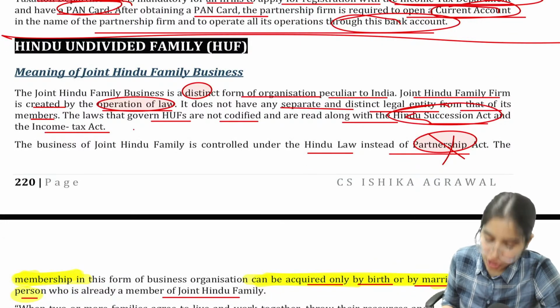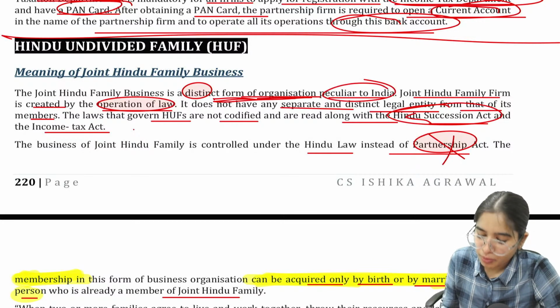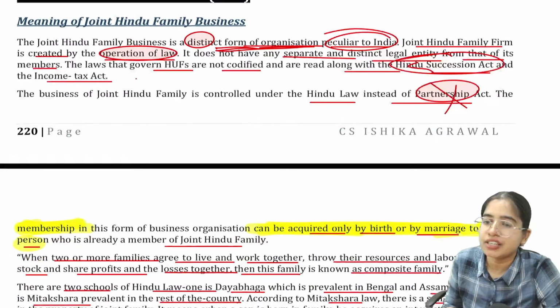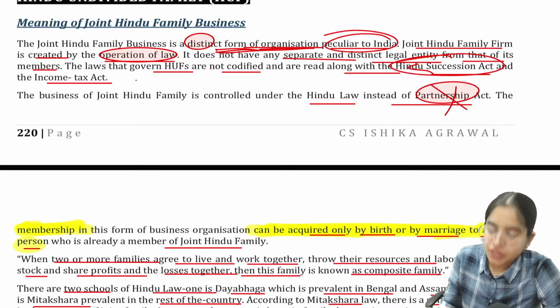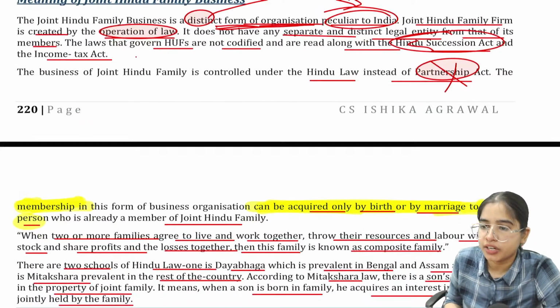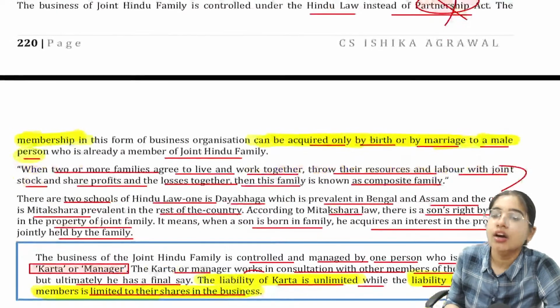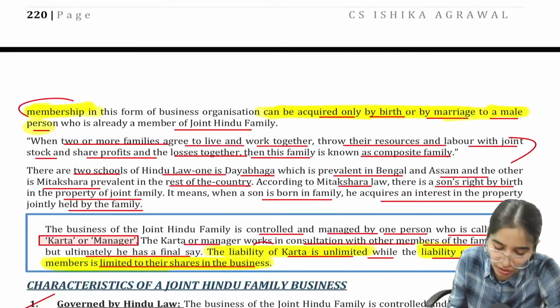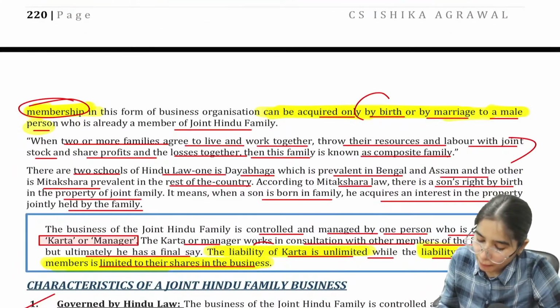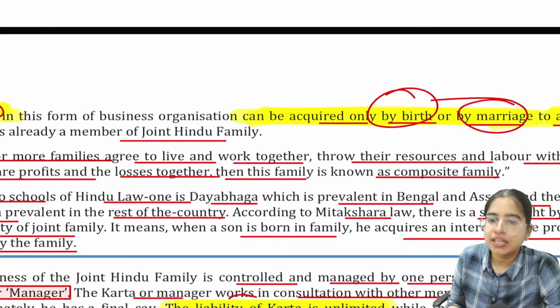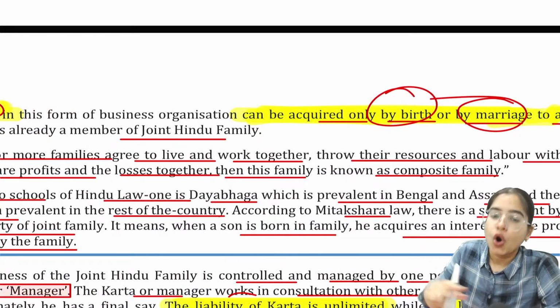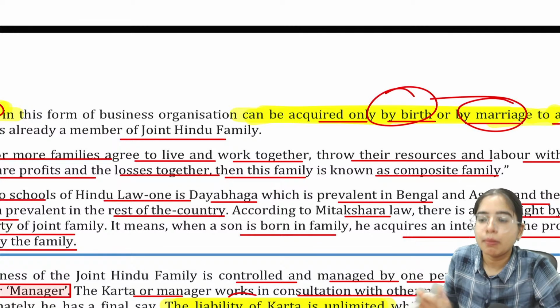HUF is a distinct form of organization peculiar to India. This is famous in India only. This is a unique concept of India. And you know what? In HUF, you get membership by birth or by marriage. So basically, in a Hindu undivided family, all the members of a particular family become members of that HUF. And how can you acquire the membership?